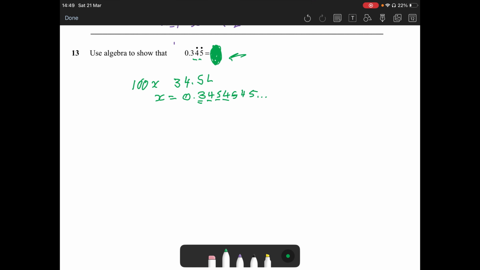This 4 will be there. This 5 will be there. This 4 will be here. So on and so forth. And you know what? It is a good sign when the digits are in the same place value. If they're one place out, you probably timed it by the wrong amount, right? So some questions they ask you to times it by 10, 100, sometimes even 1,000 if it's every 3 digits they repeat themselves, but you should have the same digits lining up.